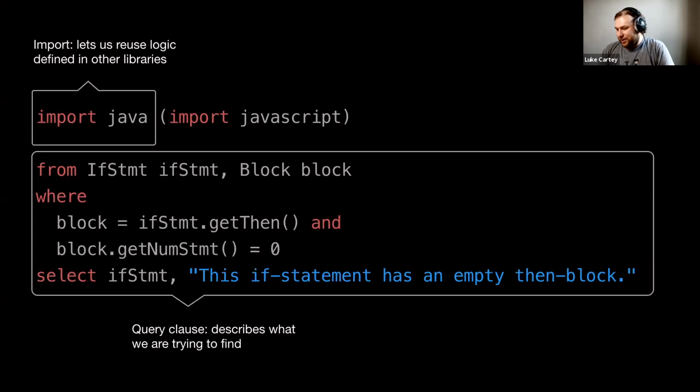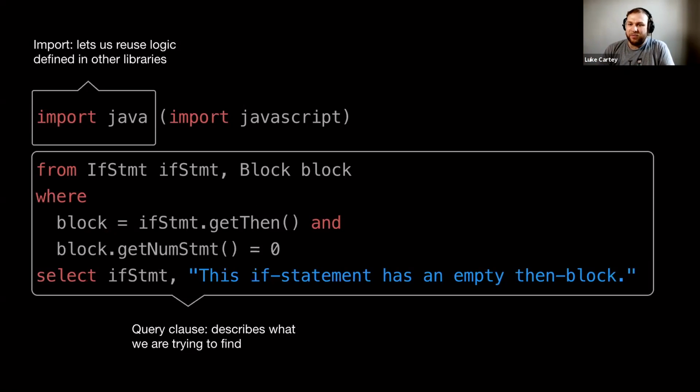Now the second aspect here that's important is that this equals here is equality, not assignment. We are not assigning this value into the variable block. We are saying that it is equal to this ifStatement.getThen. This is specifying a logical condition. Essentially it's saying, find me all pairs of blocks and if statements in the program where the block equals the then part of the if statement.